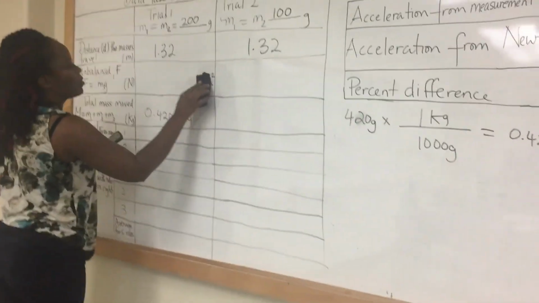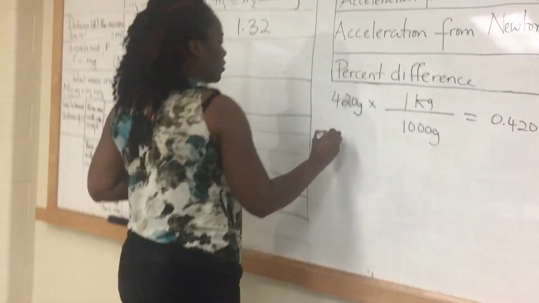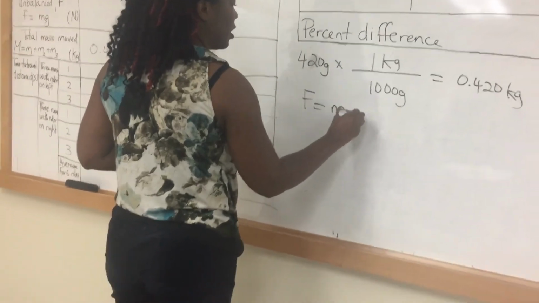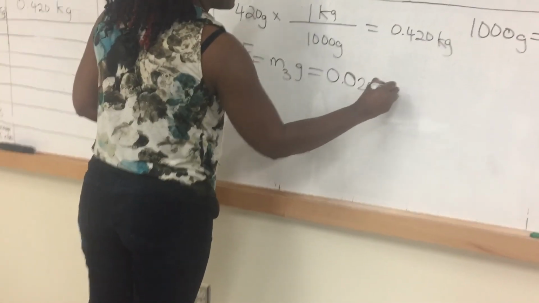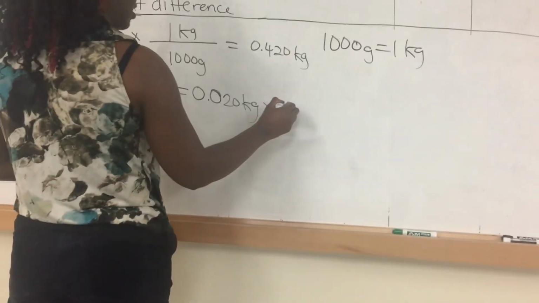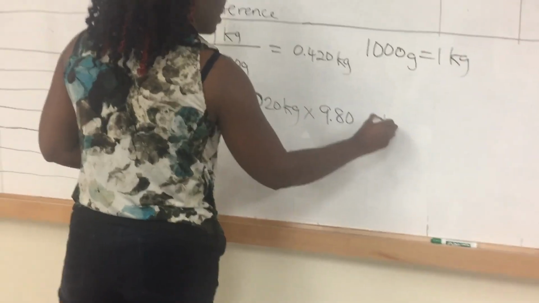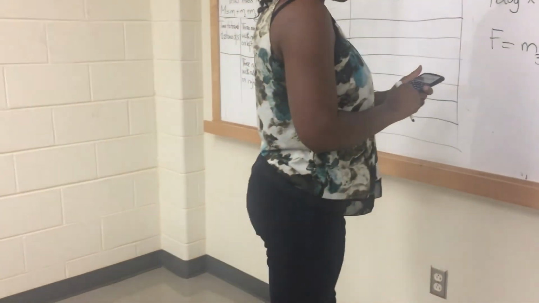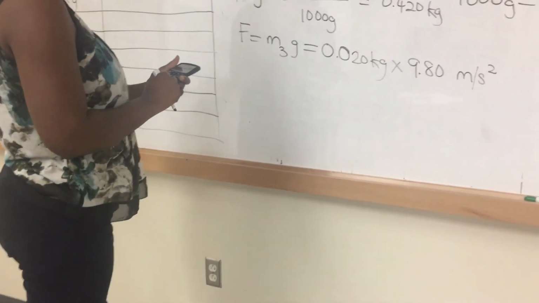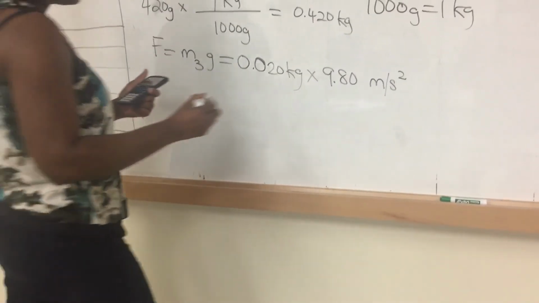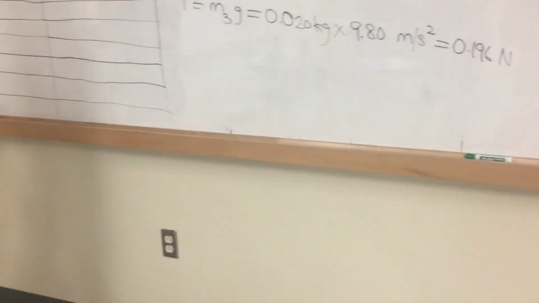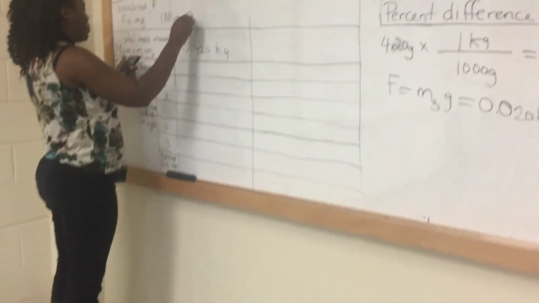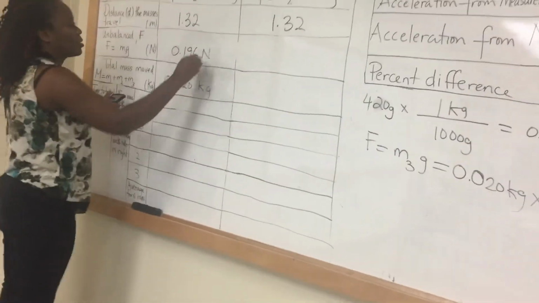So let's do the calculation to the side over here. We say the unbalanced force F is equal to m3g. And m3 has a mass of 0.020 kilograms. And g is acceleration due to gravity, which is 9.80 meters per second squared. So when we put that number in the calculator, we have 0.020 times 9.80, and that will give us 0.196 newtons. So the unbalanced force is 0.196 newtons.